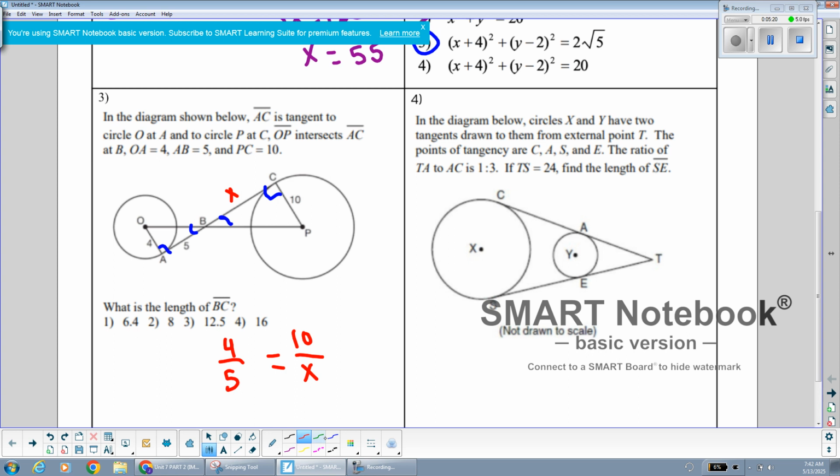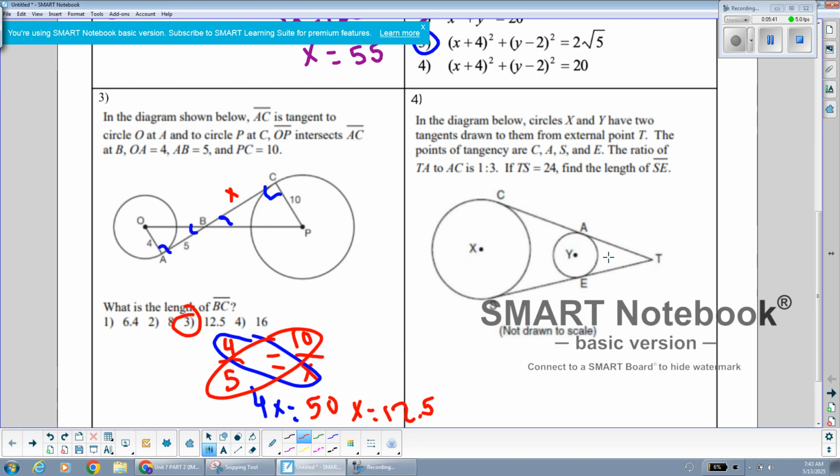And then I'll cross multiply. And then the only thing I have to do from here is just divide 50 by 4. And we have x is equal to 12.5. And that's our answer because we labeled BC as x. So that is our answer.